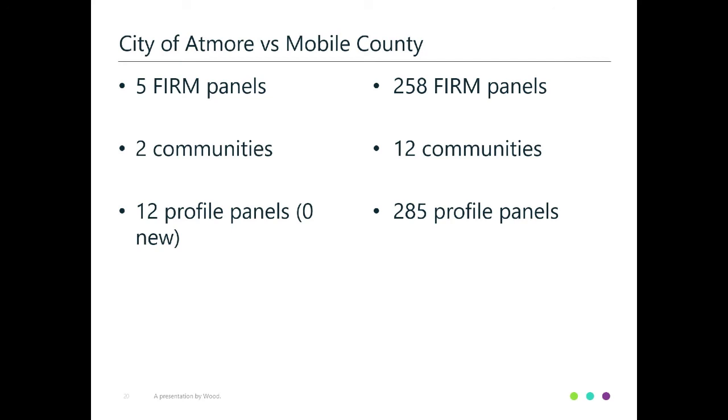To further break down the Atmore versus Mobile County comparison, Atmore had only 5 panels to Mobile's 258. There were only 2 communities, City of Atmore itself and Escambia County Incorporated, that needed to be processed for the MAP Service Center paperwork, as opposed to the 12 for Mobile County. Atmore's FIS only had 12 profile panels, none of which were revised. Mobile County had 285. Atmore's FIS was 1 volume long, as opposed to Mobile County's 5 volume set.